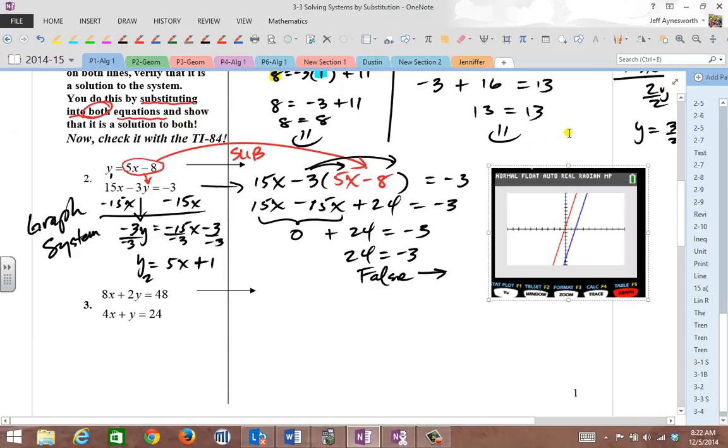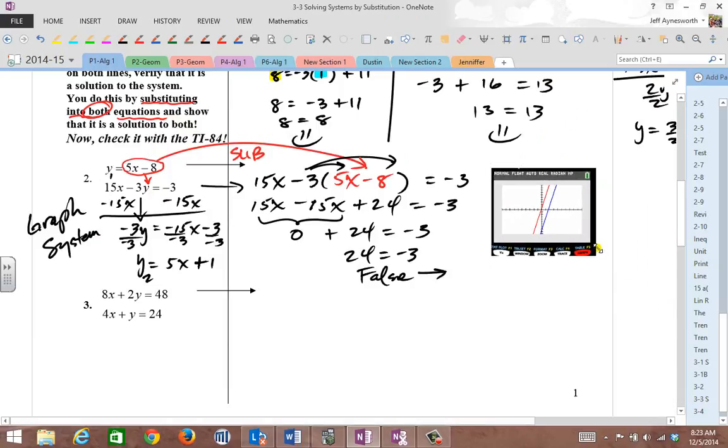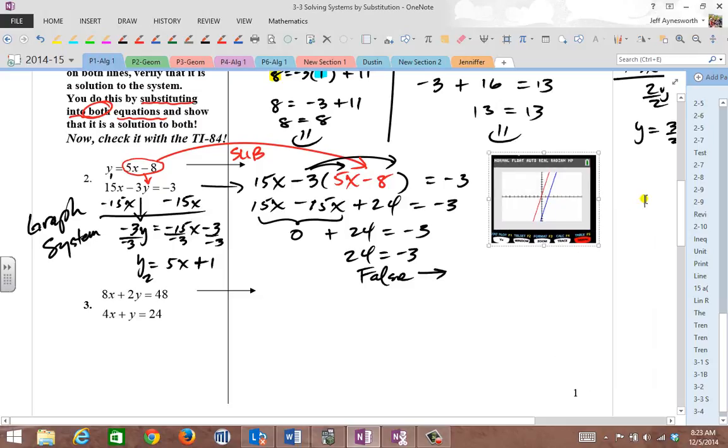Okay, so we have parallel lines here with no intersection. What's happening here, my friends, is that false indicates that there's no solution to the system because the lines are parallel. So we've got to write a statement here. We're going to say no solution, because the lines are parallel and apart.